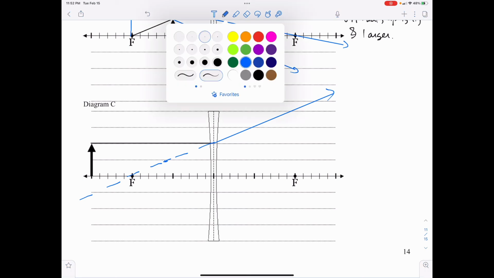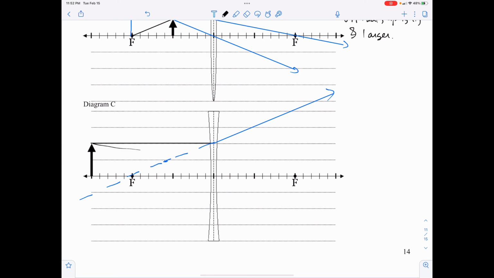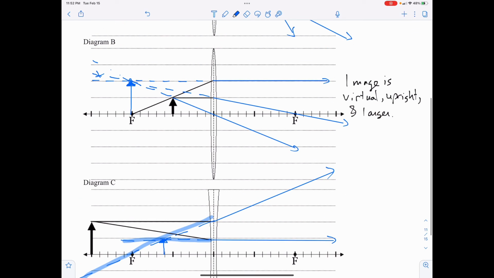Now, the second ray tries so hard to go all the way over to the other focal point, but what happens is when it gets to the lens, it's going to stop going in that direction, and it's going to refract parallel to the principal axis. And then, of course, I've got my back ray. And the image would form from those two intersecting back rays. All right, we have our intersecting back rays forming a virtual image.